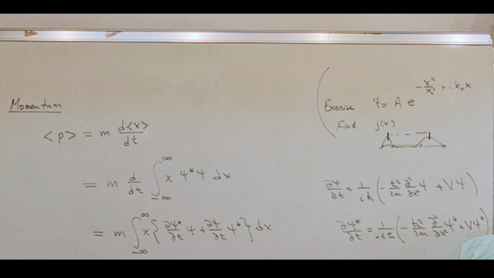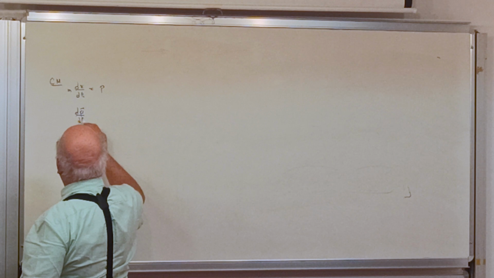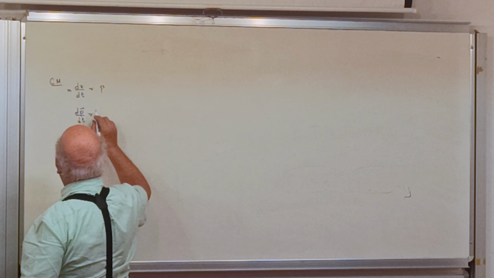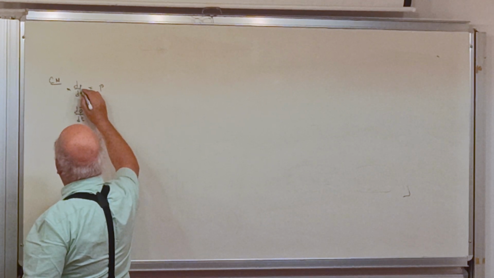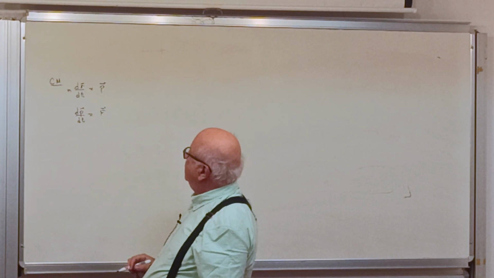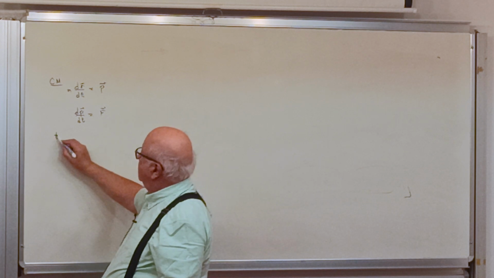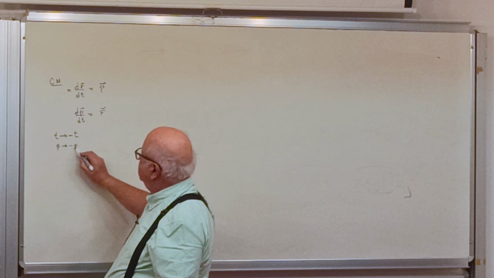Okay, so in classical mechanics, right, we have dx dt, let me multiply it by m, is equal to p, and then I have dp dt is equal to f. Let me do it in 3 dimensions, it doesn't really matter. Something like this. Now, what happens if I take t going to minus t and p going to minus p?